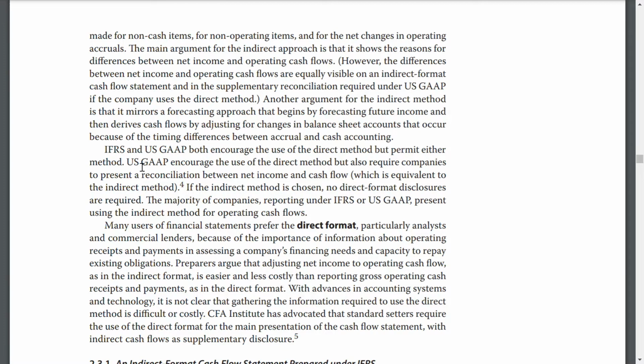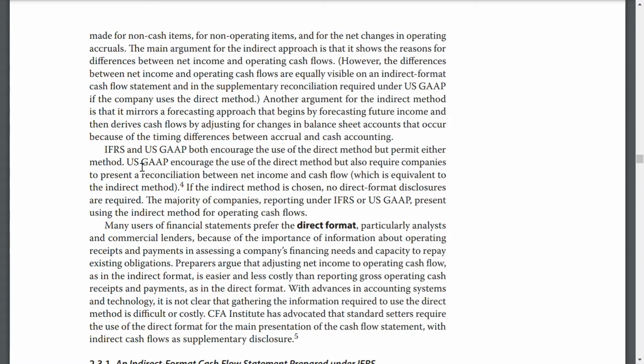for operating cash flows. Many users of financial statements prefer the direct method, particularly analysts and commercial lenders, because of the importance of information about operating receipts and payments in assessing a company's financial needs and its capacity to repay existing obligations. Preparers argue that adjusting net income to operating cash flows as in the indirect format is easier and less costly than reporting gross operating receipts and payments as in the direct format. With advances in accounting systems and technology, it is not clear that generating the information required to use the direct method is difficult or costly.